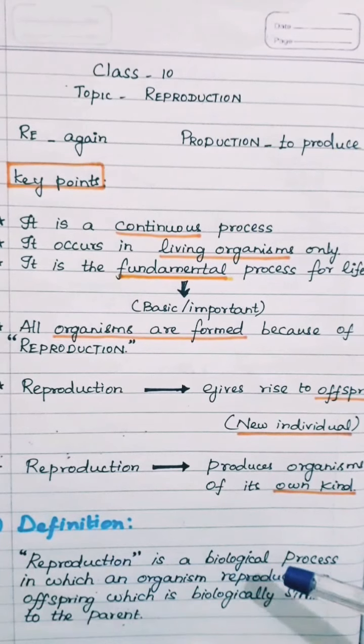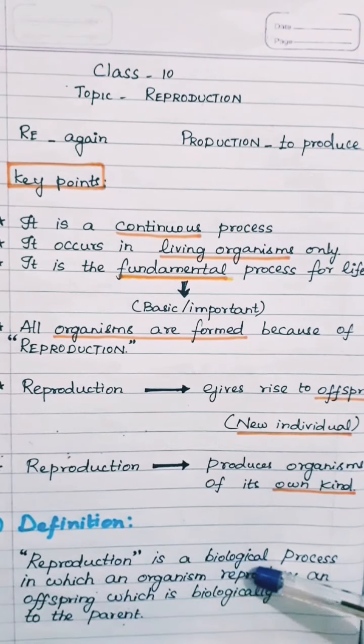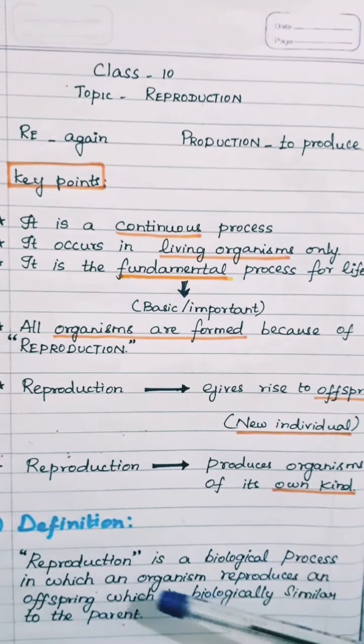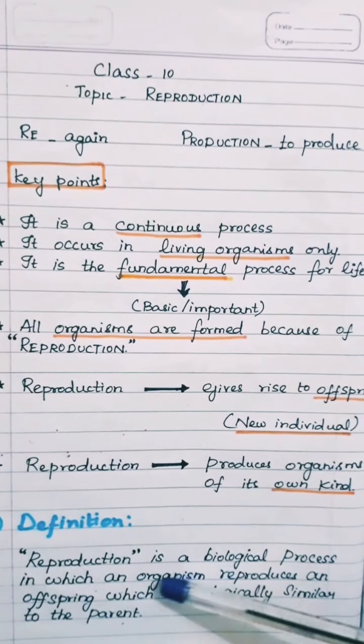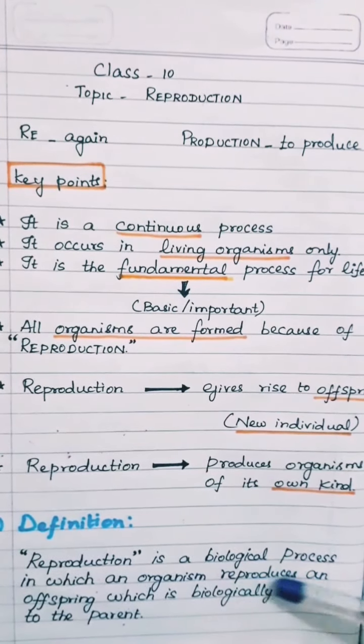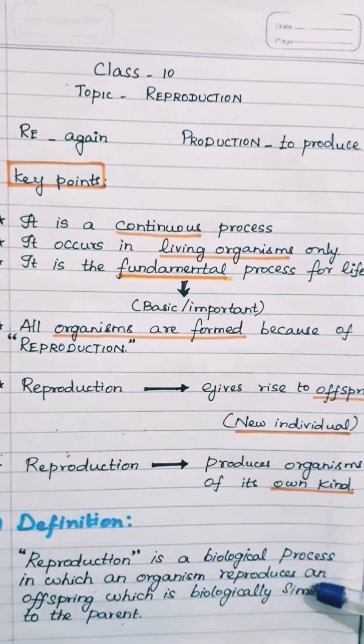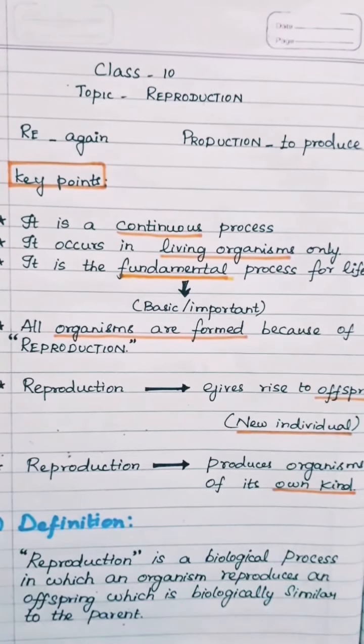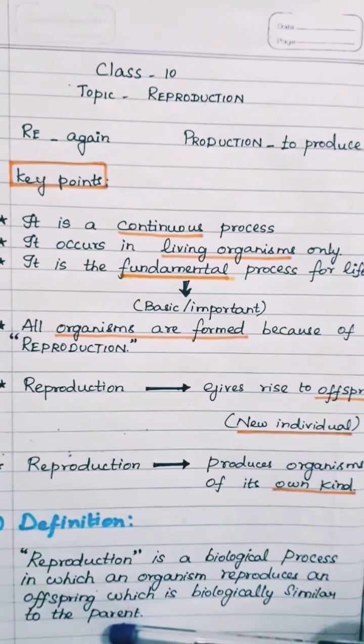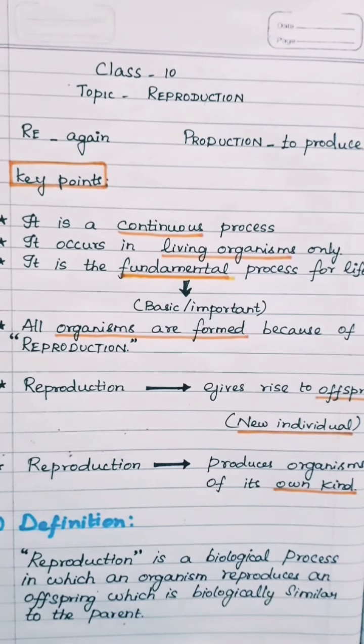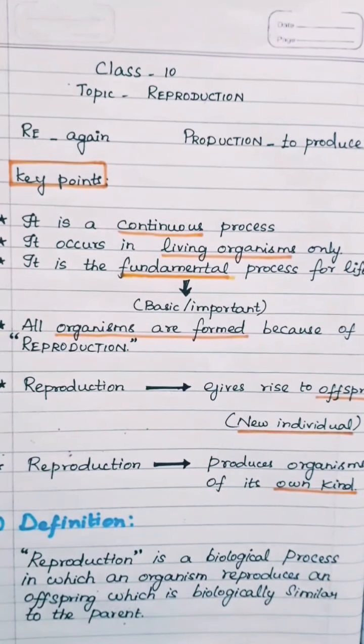Reproduction is a biological process. Biological means the process which occurs in living organisms, in which a living organism reproduces, gives birth to. Reproduces means gives birth to an offspring, their young ones, which are similar to their parents. A cat will give birth to a cat, a dog will give birth to a dog, a human being will give birth to a human being. So again, going to the definition, reproduction is a biological process in which an organism reproduces an offspring which is biologically similar to the parent.